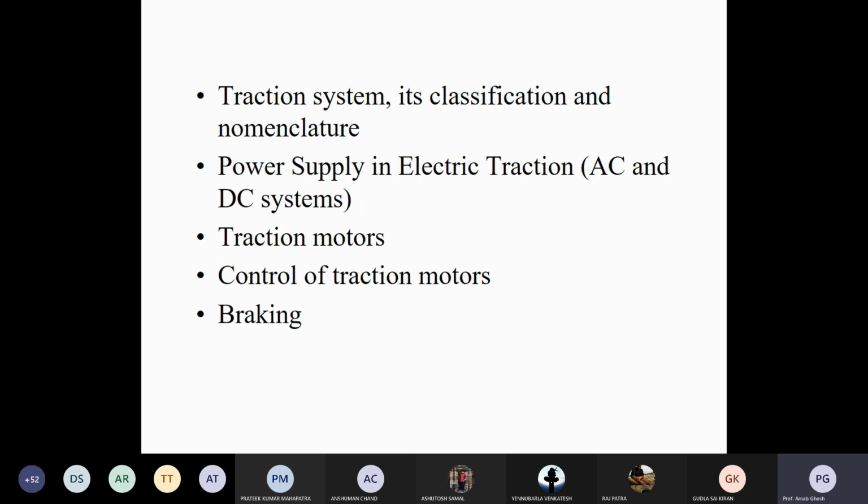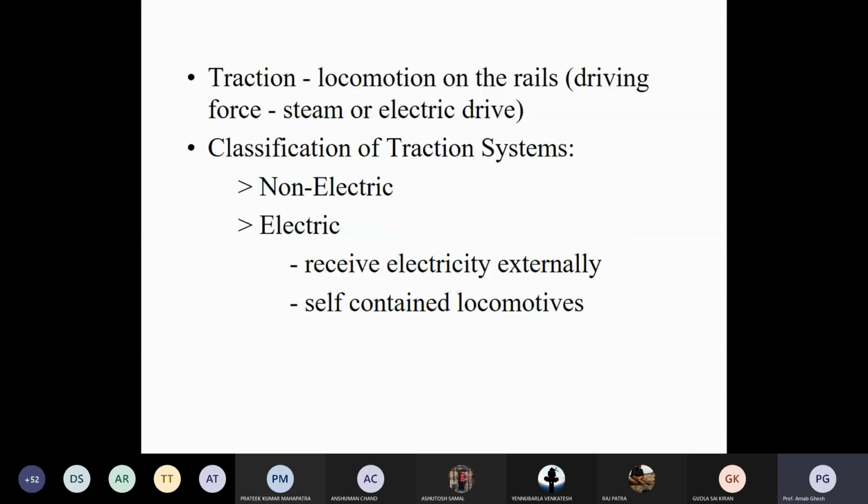So braking is another important issue. Which type of braking is important, regenerative braking or dynamic braking? Which one should you consider? Then in traction, you know that traction is the locomotion on the rail, the driving force, whether steam or electric drive. So traction is related to your driving force. Which type of driving force are you providing there?